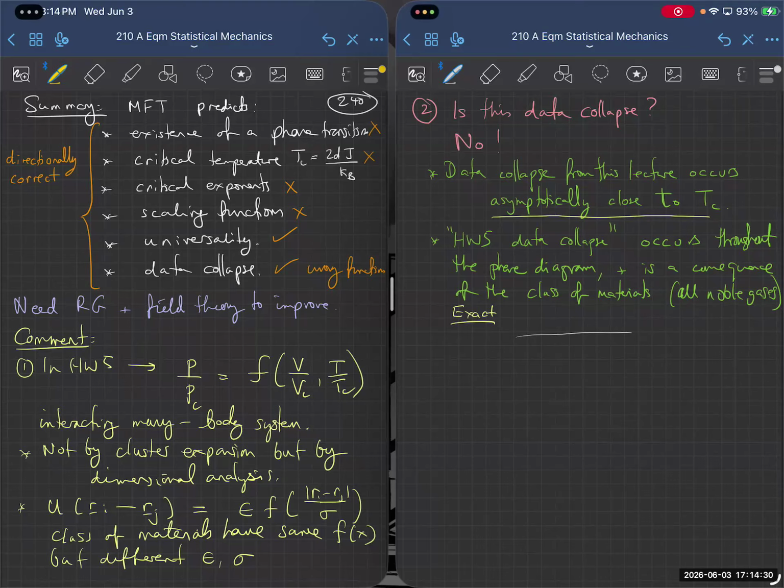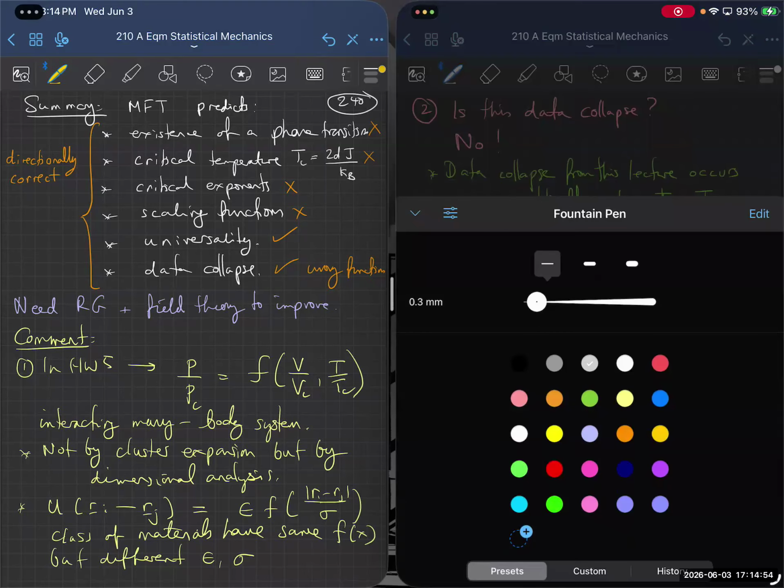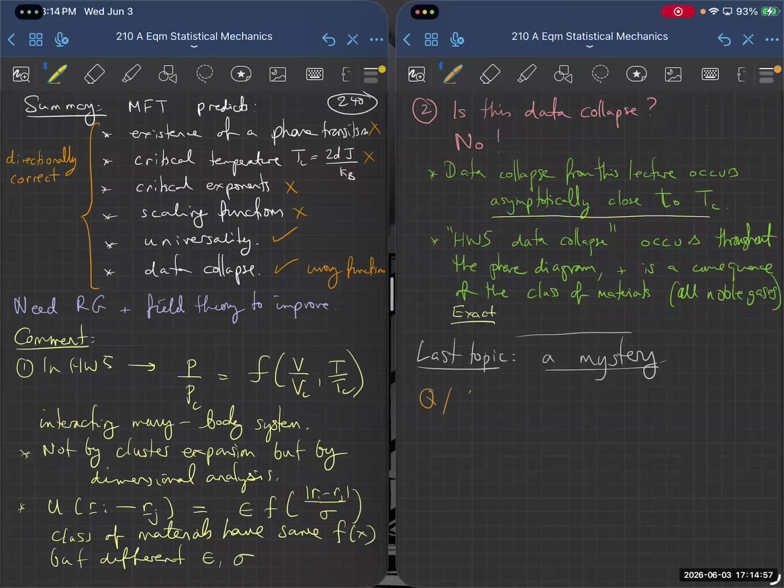Okay, here's a mystery. The mystery is this: why is equilibrium possible? Okay, so you might say, well, it's the subject matter of this class, but there's something very strange about it.